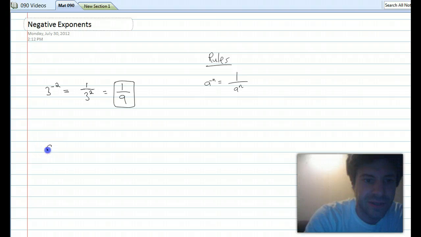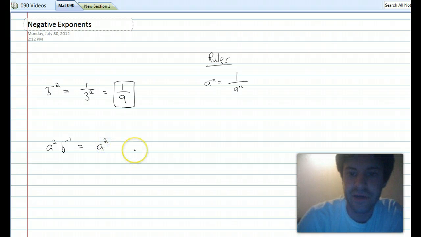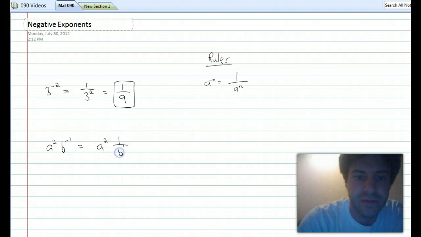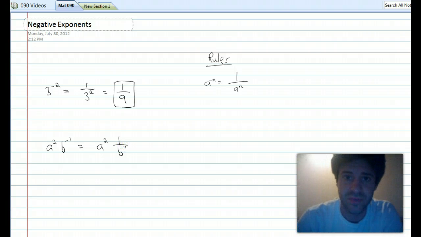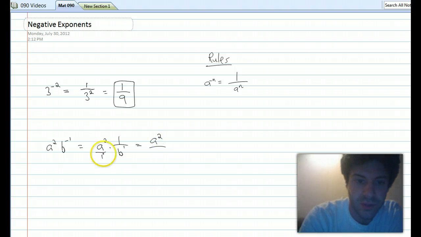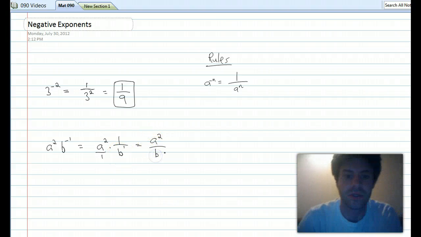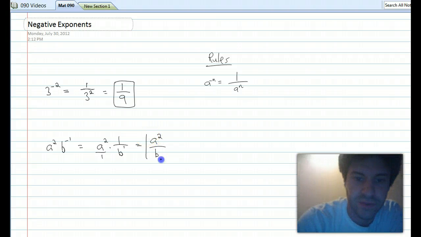For another quick example, let's look at a squared b to the negative first power. Well, a squared you can just leave as it is, but b to the negative first power can be rewritten. B to the negative first power can be written as 1 over b to the first power. So really what we have here is multiplying fractions. We have a squared over 1 times 1 over b to the first power. Well, multiplying fractions, you just multiply across the numerator. A squared times 1 is just a squared. In the denominator we have 1 times b to the first power. Now b to the first power we can just write as b, obviously, and 1 times b is just b.